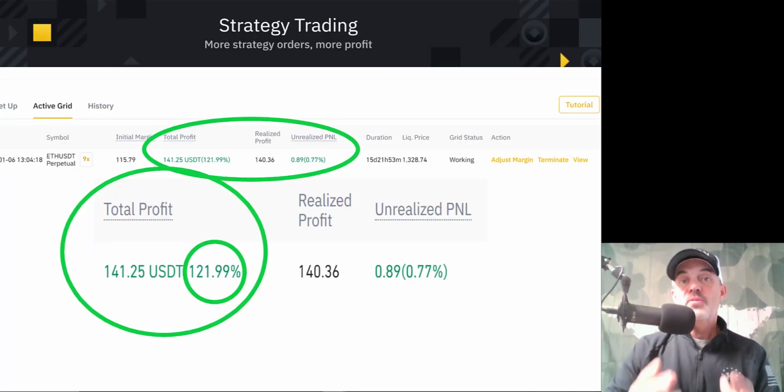And I think that pretty much wraps it up. After just about half a month of being deployed, the bot is up over 120% and is doing a great job of accumulating profit.